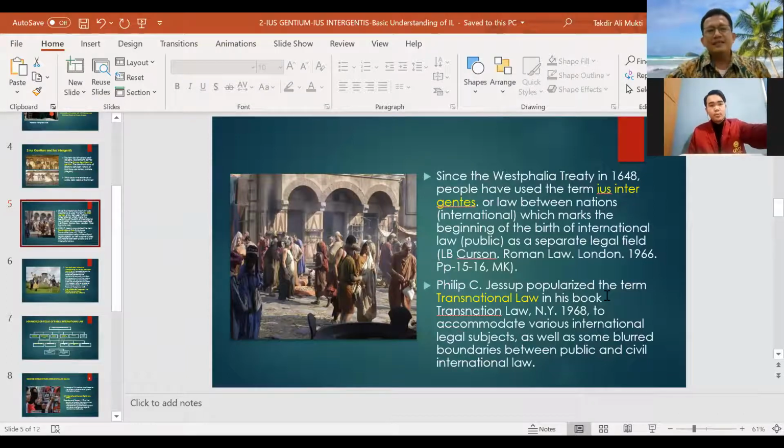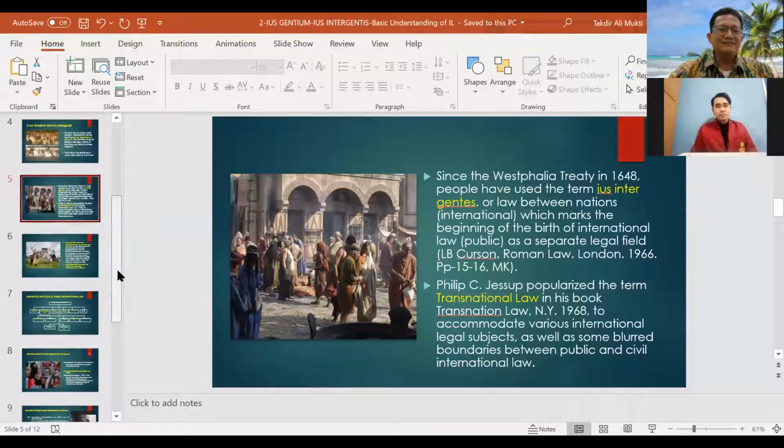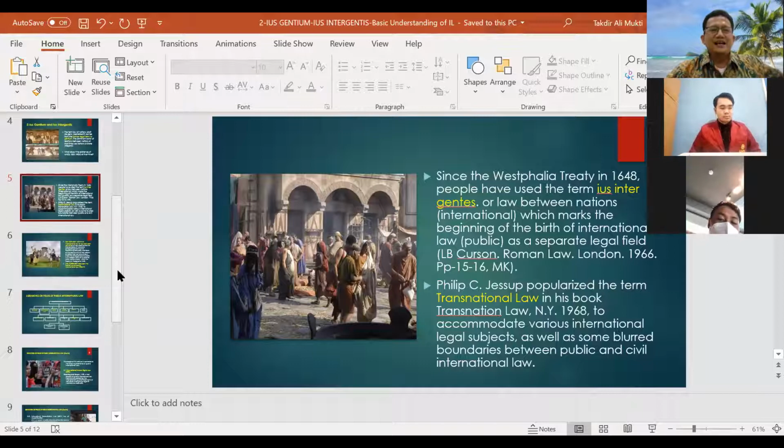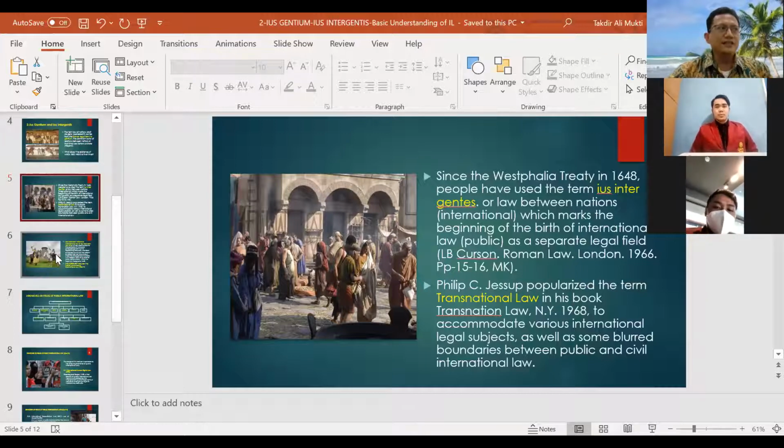Although the name international law still exists today, the characteristic of international relation has really changed, now as transnational relation. So the actors vary, not only government representatives, but also the peoples and the society in the world.